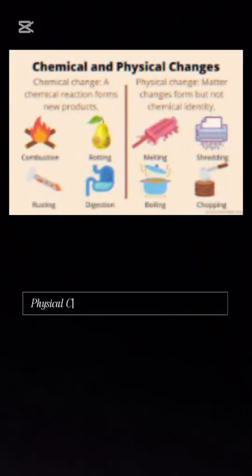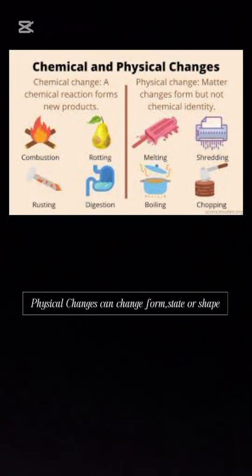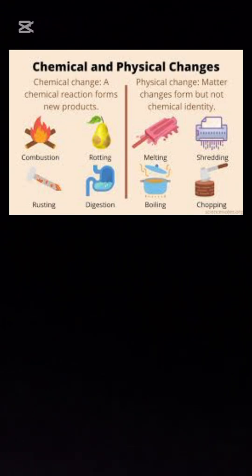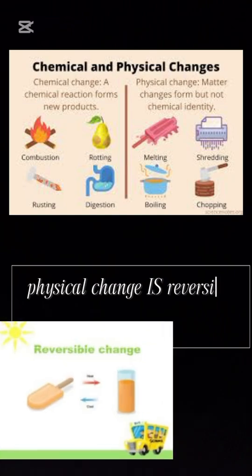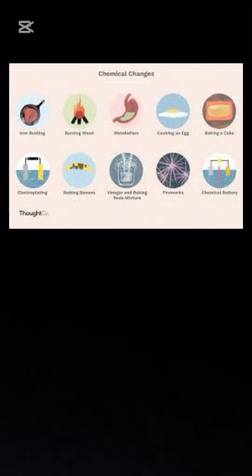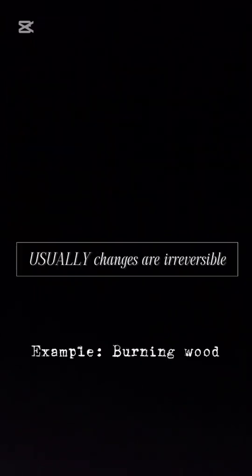Physical versus chemical changes. Physical changes can change in form, shape, or state without altering the substance's chemical composition. Usually, the physical change is reversible. Chemical changes are changes where a new substance is formed with different properties. Usually, the changes are irreversible.